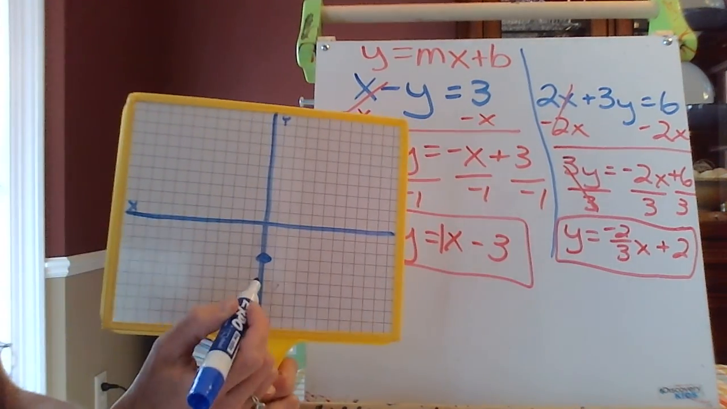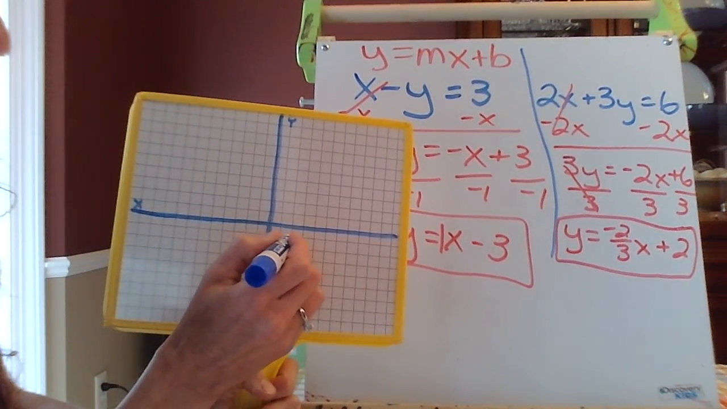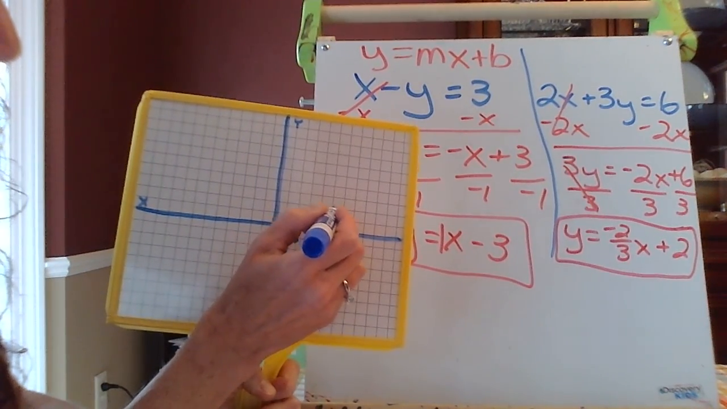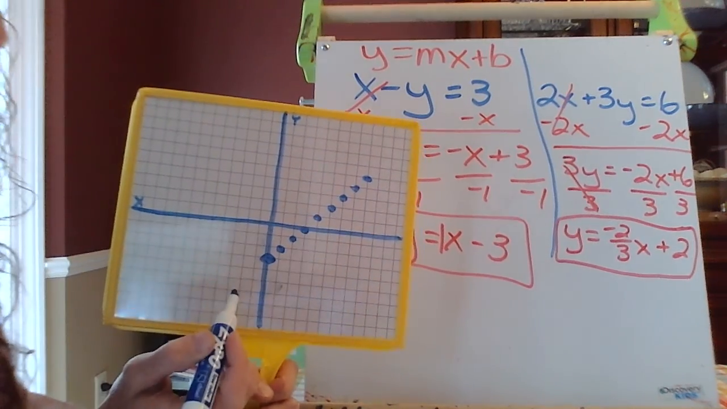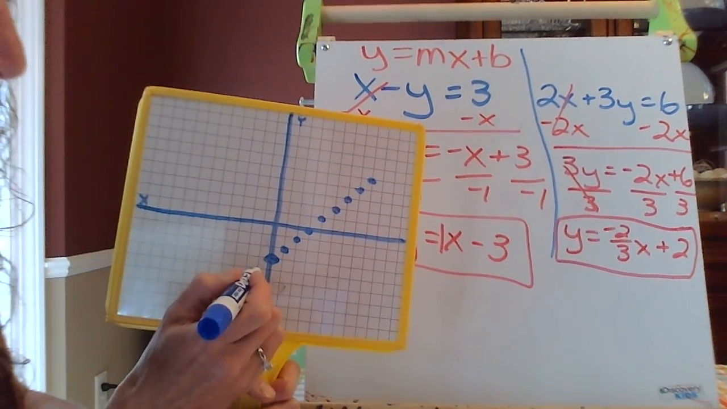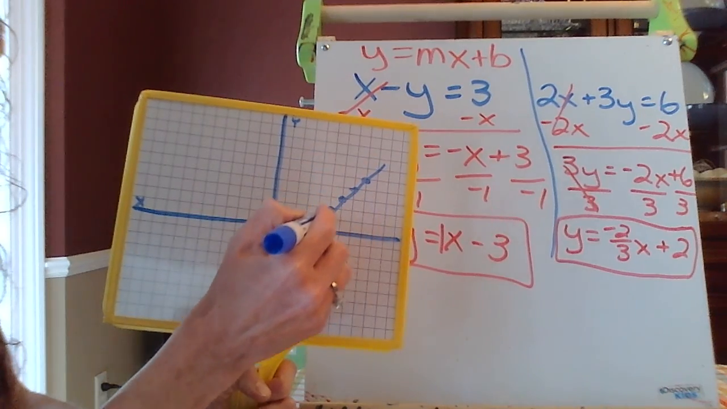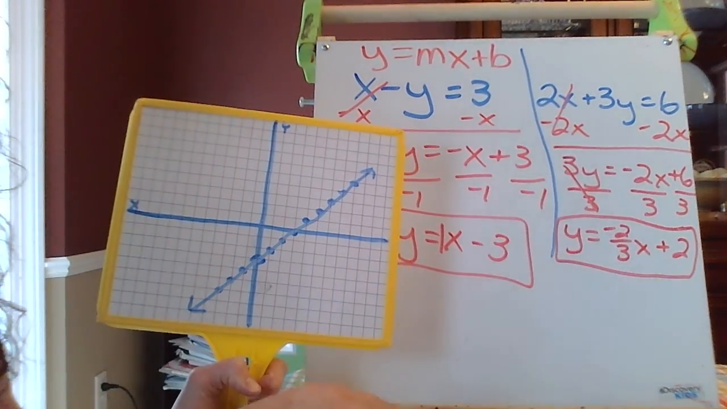Then my slope is 1. Well, it's 1 over 1. Rise 1, run 1. So up 1, right 1, up 1, right 1, up 1, right 1. Okay? I'm going to keep graphing. All right. So that's my first line. We can go down 1, left 1, 2 if we need to. And here's my first line. Okay? Line right here.